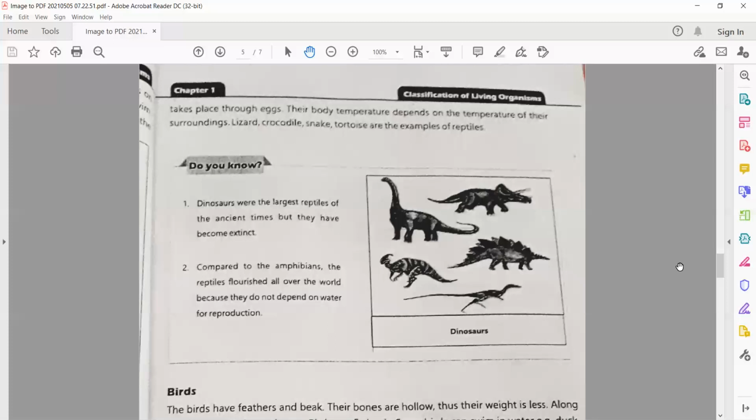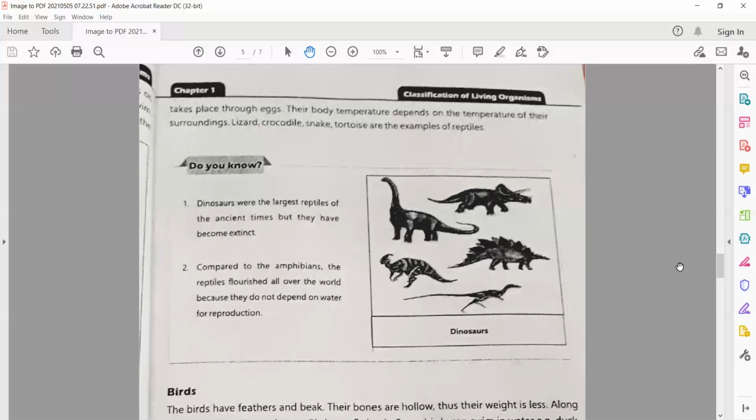अब हम कंपेयर कर रहे हैं reptiles और amphibians को. Why are amphibians not flourishing all over the world as compared to reptiles? Because reptiles do not depend on water for reproduction. वो कहीं पर भी अंडे दे सकते हैं और reproduce हो सकते हैं. While जो amphibians है, that depends on water for reproduction. So they cannot live without water or go away from water. That's why amphibians are not flourished and reptiles are more flourished all over the world.